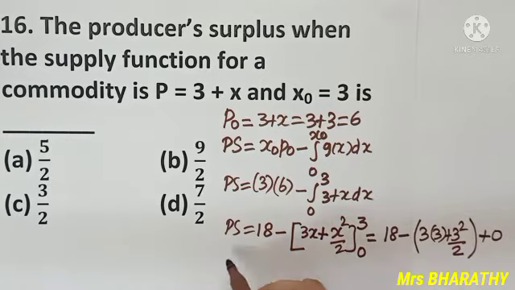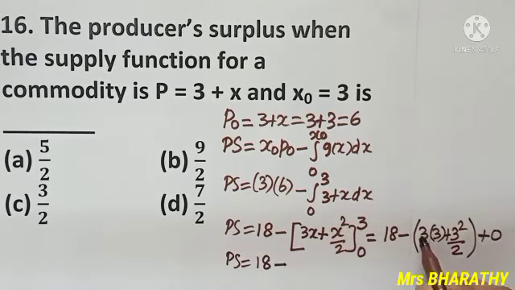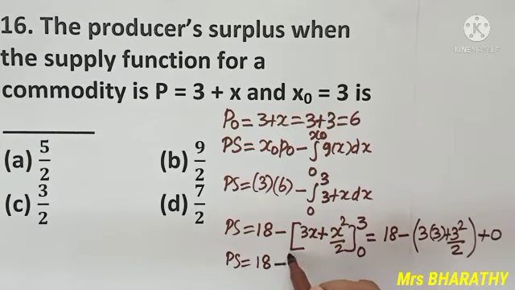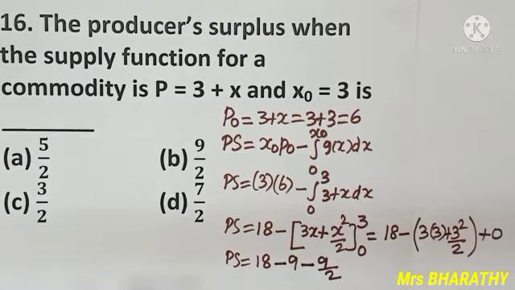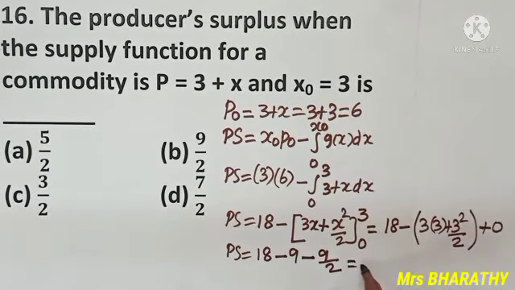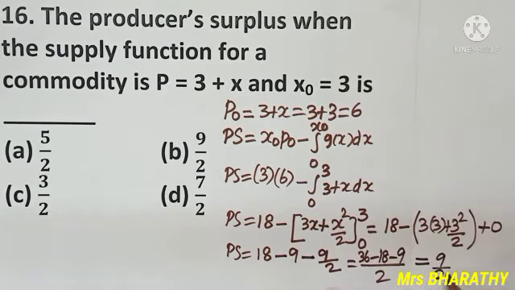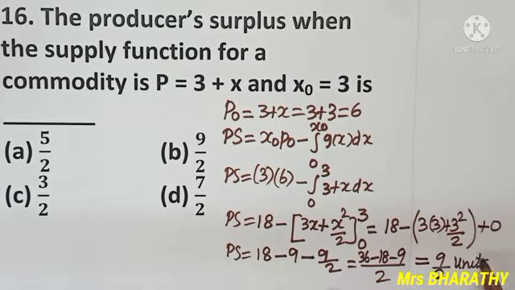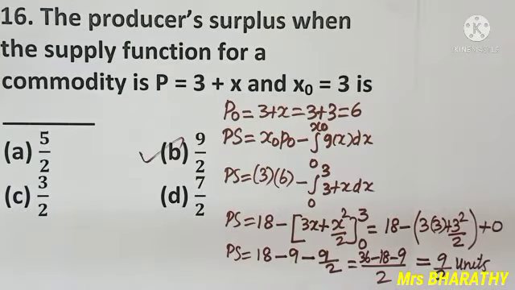As we simplify, P of S is 18 minus 3 3s are 9. Again minus into plus is minus 3 square 9 by 2. As we take LCM, it is 36 minus 18 minus 9. So we simply get 9 by 2 units. Option B is the right choice.